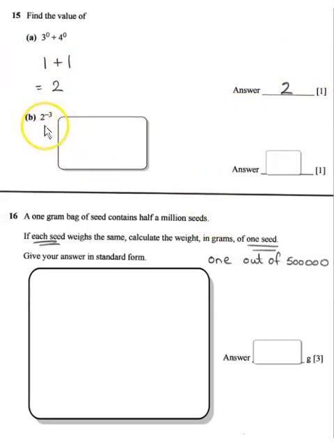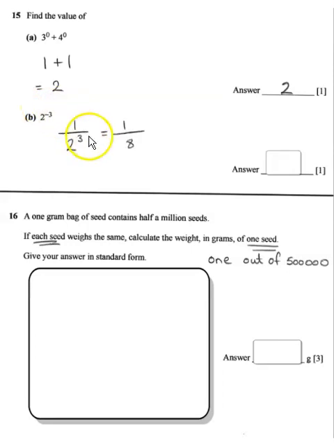This one here is 2 to the power of minus 3. So if you see an index that's got a minus there, you want to make that positive. And the way you would do that is by putting 1 over 2 to the power of 3. So you can see that the index is positive just by putting 1 over that number. So then 2 to the power of 3 is 2 times 2 times 2, which is 8, so the answer is 1 over 8.